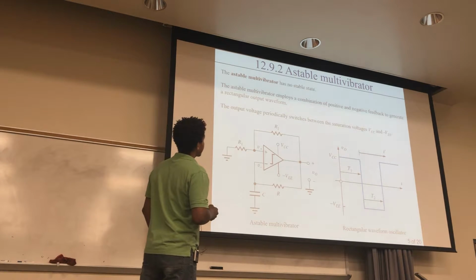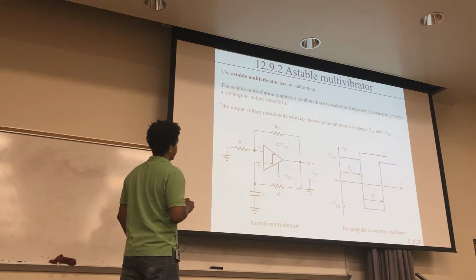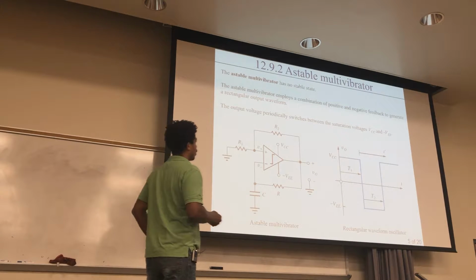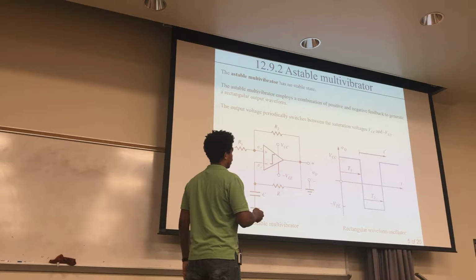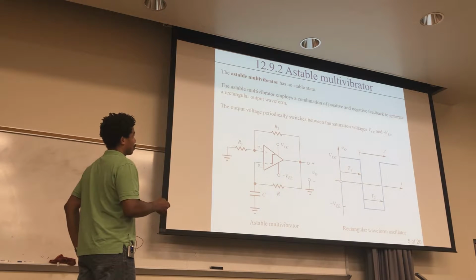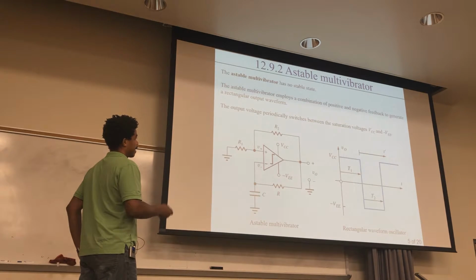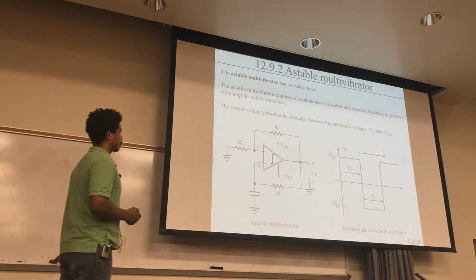It employs a combination of positive and negative feedback to generate a rectangular output waveform. This is the output right here of that node. It's a nice rectangular waveform that you got out of it, and it just periodically switches between these states. Up here, you get the VCC from here, and then down here it saturates to the VEE down there. It just flips back and forth. So we're going to analyze to see how that actually works.